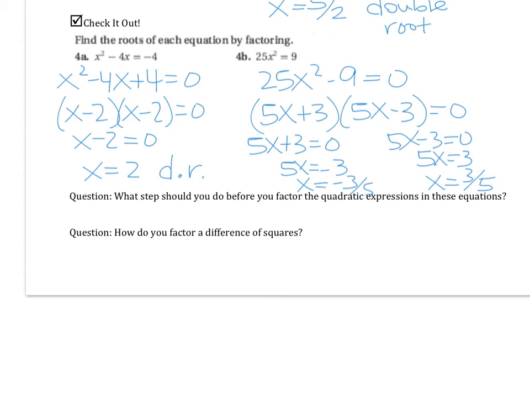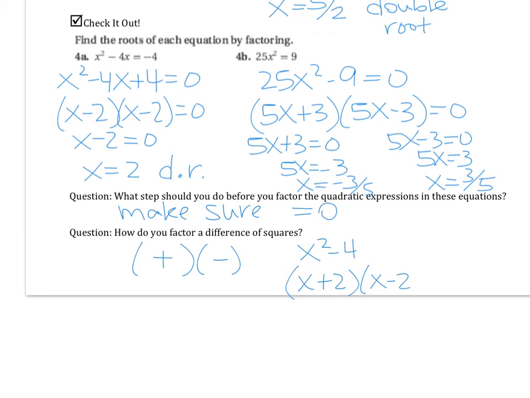What steps should you do before you factor the quadratic equation in these equations? Make sure it equals 0. How do you factor a difference of squares? One plus, one minus. Think about the square root of the first term and square root of the second. So, for instance, it would be x plus 2, x minus 2.